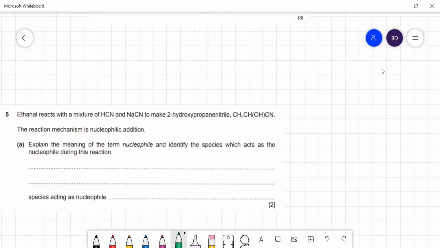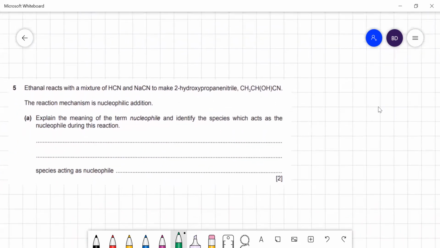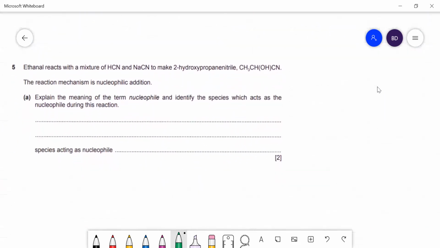Right. We've got a reaction, nucleophilic addition. Okay. Ethanal reacts with a mixture of HCN and sodium cyanide to make 2-hydroxypropane nitrile. Explain the meaning of the term nucleophile. Okay. Right. So a nucleophile is defined as a lone pair donator. Okay, and the species acting as a nucleophile, well, it's the cyanide ion, and it's the lone pair on the carbon that is donated.